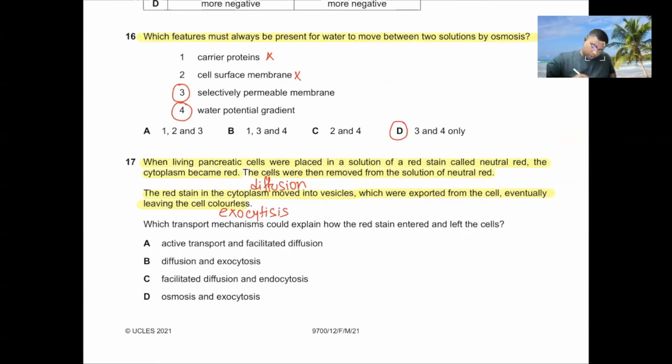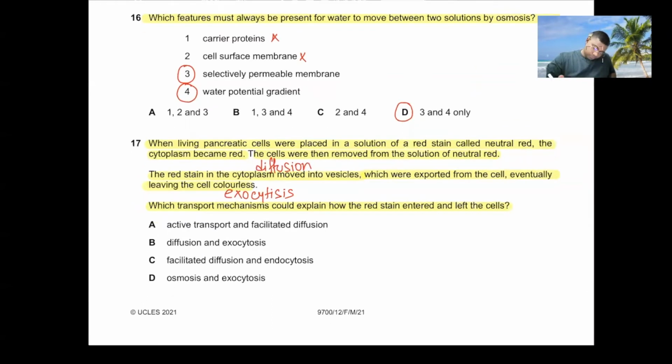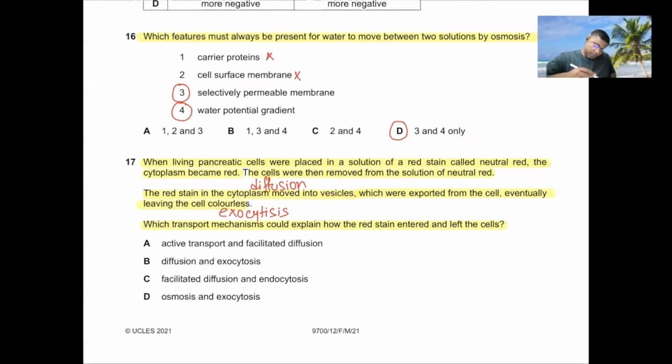Which transport mechanism could explain how the red stain entered and left the cells? Definitely there was diffusion. Active transport and facilitated diffusion do not help here. There was diffusion, and there was exocytosis. So B is the correct answer.